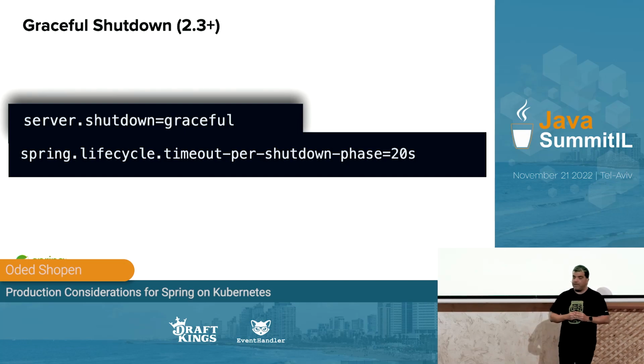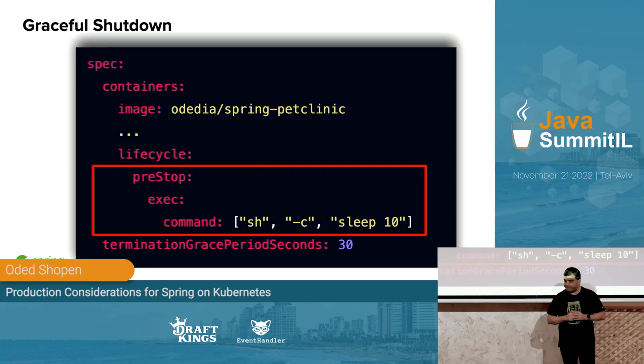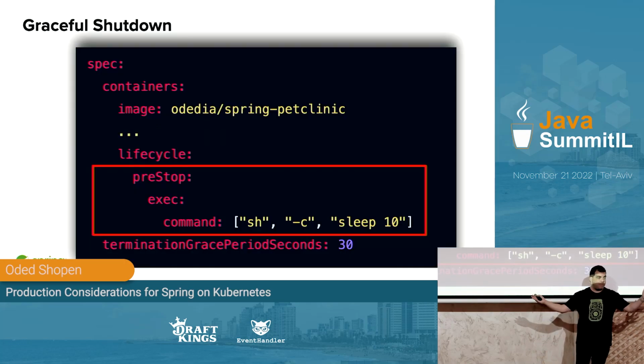And this basically allows you some breathing room, some 20 seconds or so, where you can allow the application to process the in-flight requests, make sure they are answered correctly, and only then the shutdown process will begin, which is great. Now, Kubernetes is a distributed system.